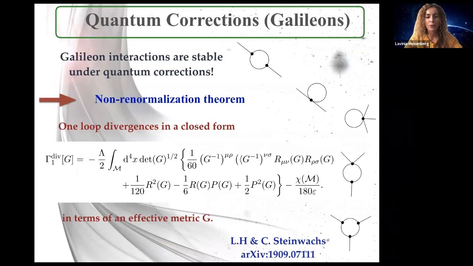And we were recently also able to compute all the one loop divergences in this closed form in terms of some effective metric that depends on the scalar field and its derivative. So from this one loop effective action, you can then obtain all the endpoint functions.